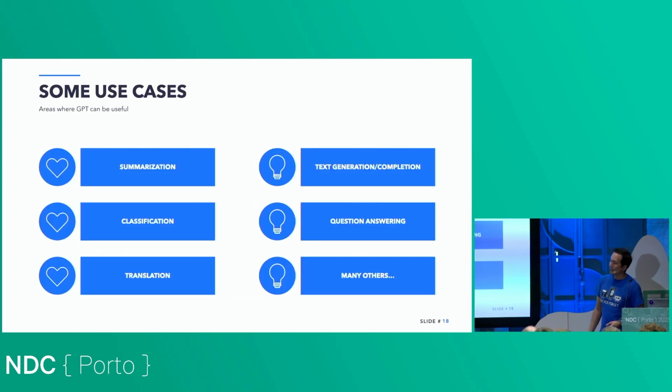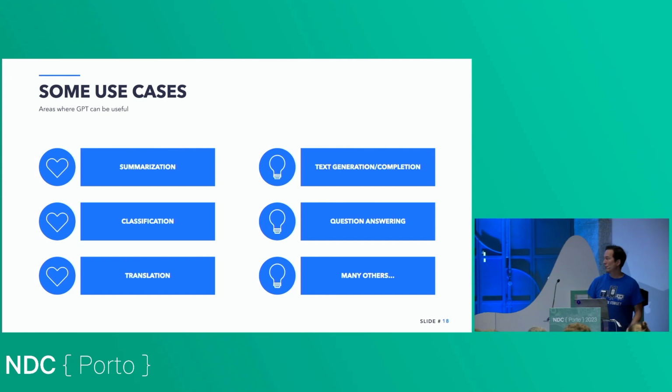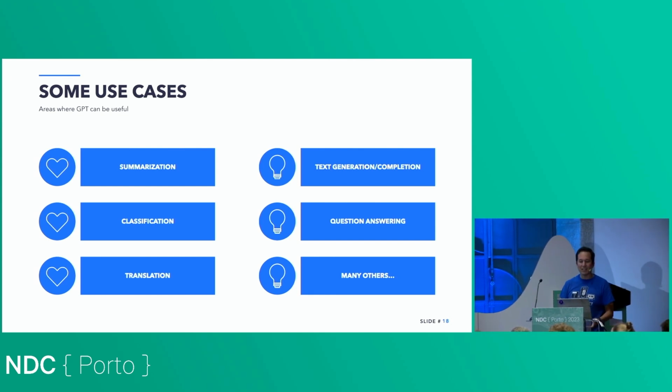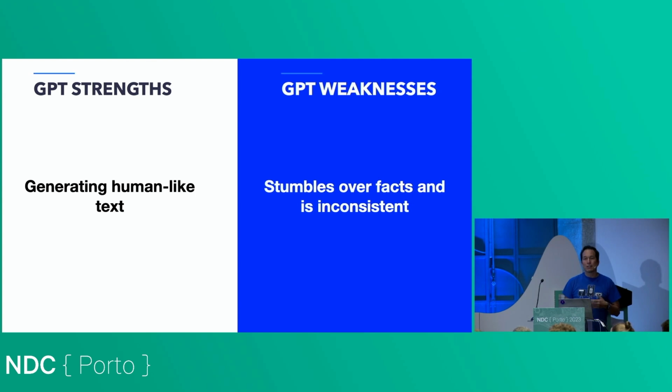All right, so what are some use cases of this type of model? Summarization, classification, translation, text generation, question answering, and many others, right? And what we know is that GPT's strengths are generating human-like text, but its weakness is that it sometimes stumbles over facts and is inconsistent. And there are also the larger societal weaknesses that we're still trying to figure out how to contend with, like disinformation campaigns, deep fakes, all these different things.